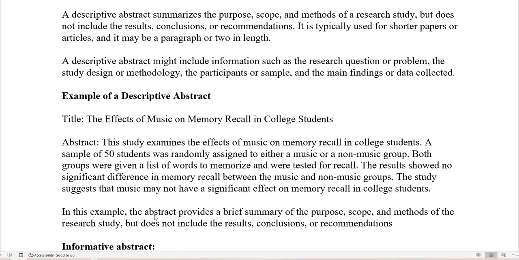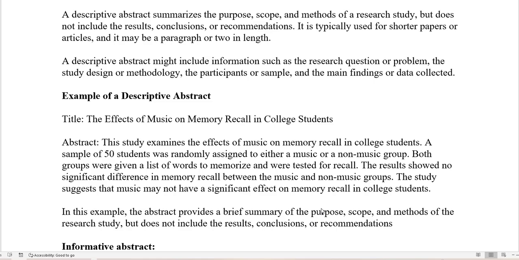In this example, the abstract provides a brief summary of the purpose, scope, and methods of the research study, but does not include the results, conclusions, or recommendations. And in case you're wondering, what is all this? Basically, when you write a science paper, and when you write a thesis, these are the parts of a science paper. So in a science paper, you write the purpose, the scope. You don't really have to know this for your English 105 because you're going to be writing an argumentative essay. So you're not going to be writing a research proposal. You're not going to be writing a business proposal.